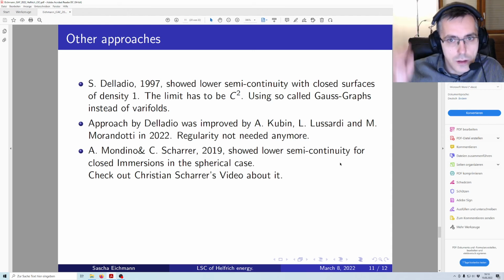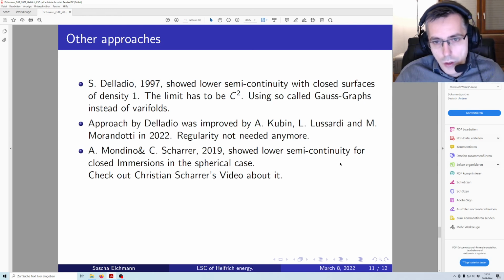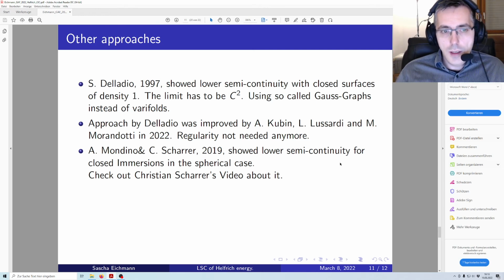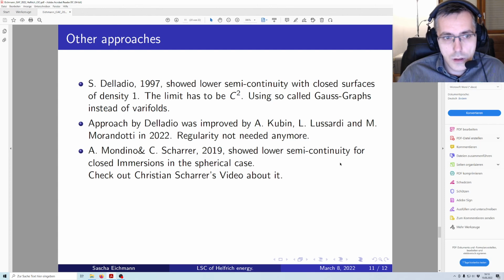So this is okay. Then there's another approach, the parametric approach that I already talked about in the last video, in the end of the last video. Andrea Mondino and Christian Scharrer were able to show lower semi-continuity. Essentially, with our problem, just the topology, so the sigma, this big sigma, has to be the sphere. And they showed it with this parametric approach by Tristan Rivière. But just check out Christian Scharrer's video. He will talk about this, and he will explain it to you.